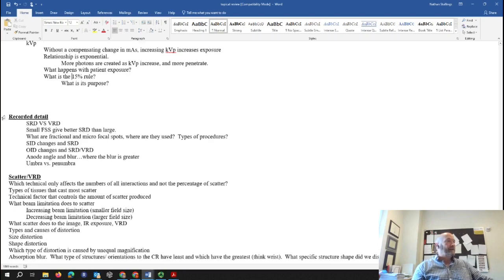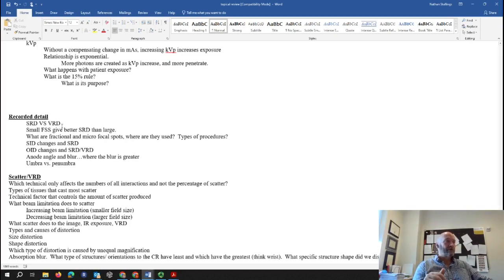Let's see, detail. With detail, sharpness recorded detail versus visibility. Visibility has everything to do with scatter radiation as opposed to sharpness recorded detail, or your things like OID, SID, angulation, focal spot size, and all that. So focal spot size is what we primarily use on the machine to change our sharpness recorded detail. The smaller the better. The smaller the focal spot size, the greater the sharpness recorded detail.